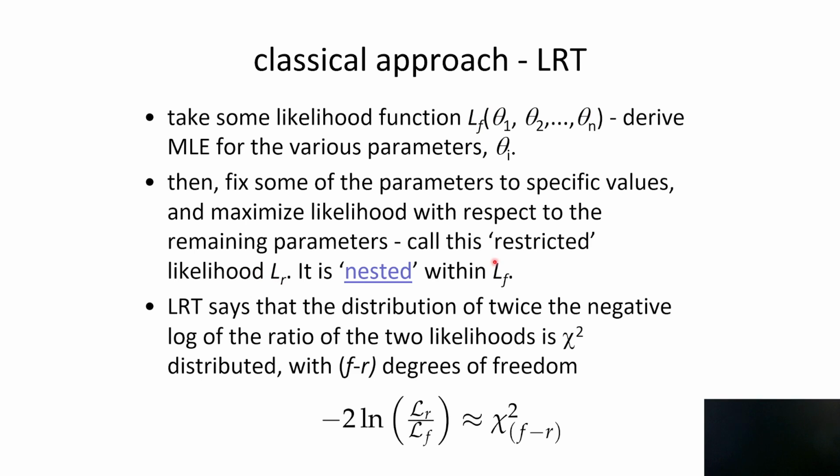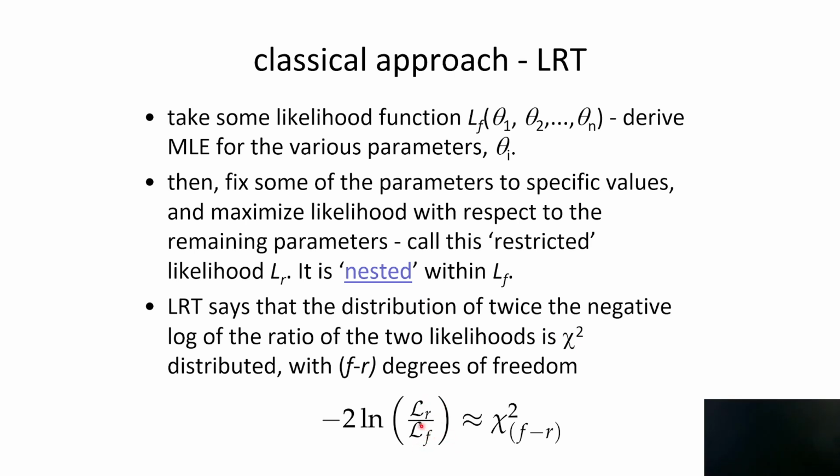So two models, L sub f and little r, and you can think about one as being nested within the other. Now, we'll talk about nestedness in a second, I think, on the next slide. But given that you have these two models and they have this nested relationship with each other, the likelihood ratio theory and test says that the distribution of twice the negative log of the ratio of the two likelihoods is chi-square distributed. That's a lot of words. Okay, so here's really all you do.